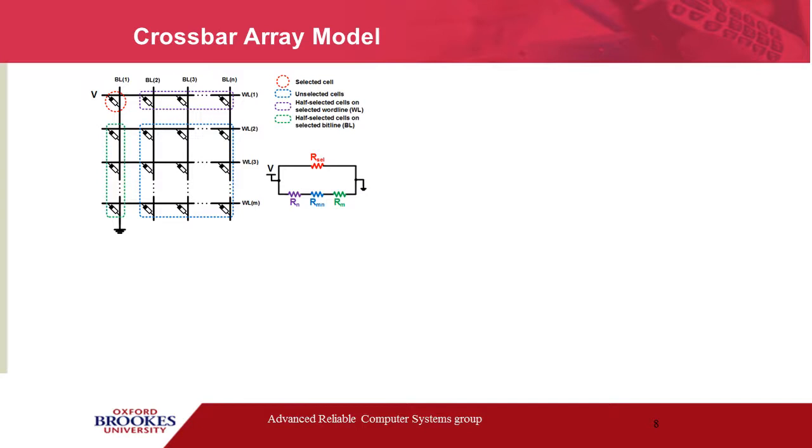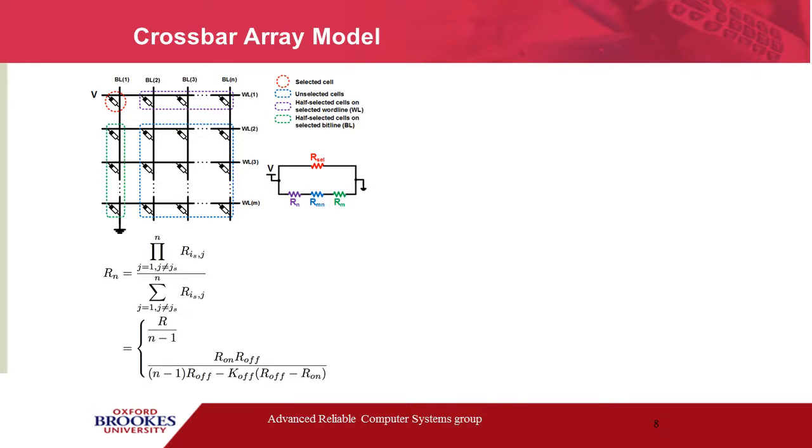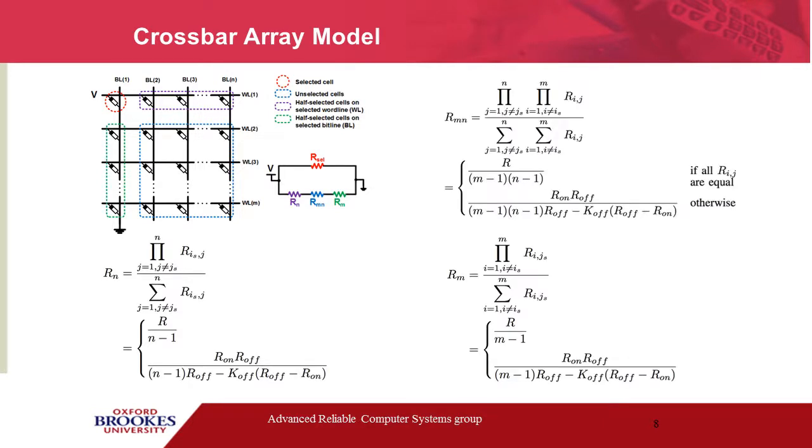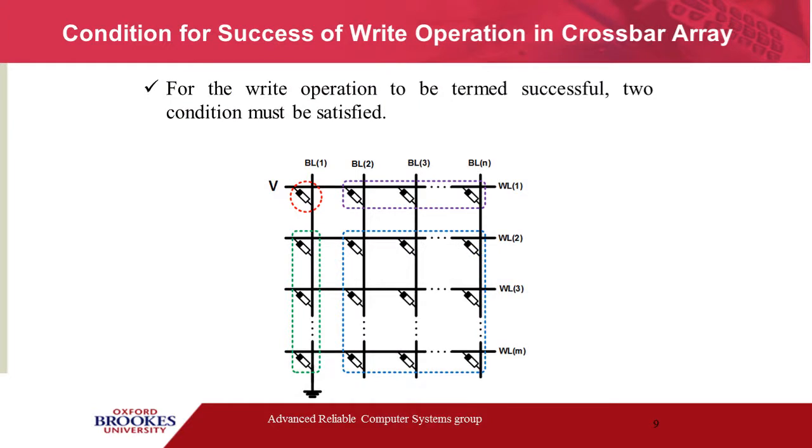Each of these resistances can be represented by the following equations. Depending on the value stored by the memristors, that determines the equation that will represent each of these resistance values. More information about these equations is detailed in the main paper related to this work. Since this work focuses more on the write operation on the crossbar array, here we talk about the major conditions that must be satisfied for the write operation to be termed successful, assuming all other external and negligible factors remain favorable.